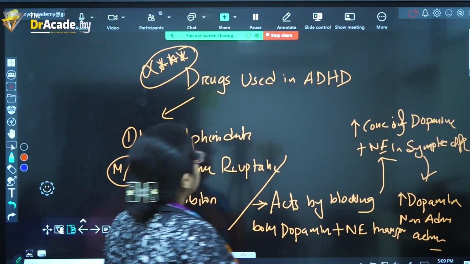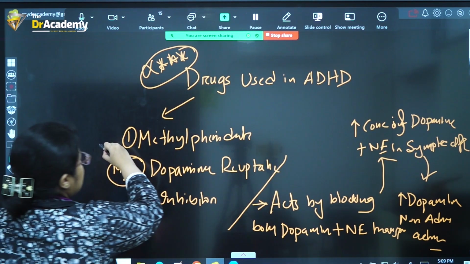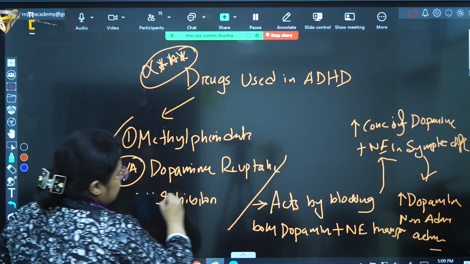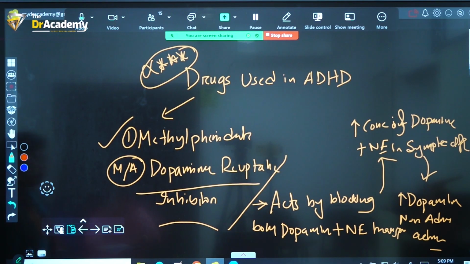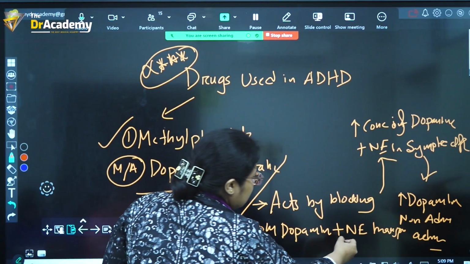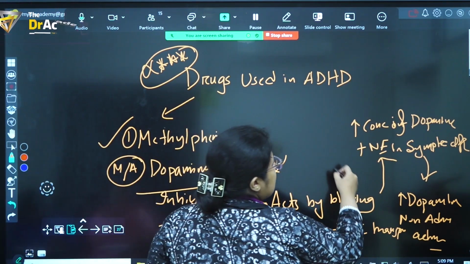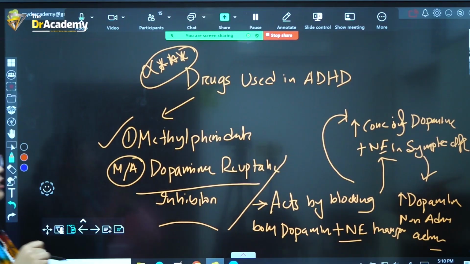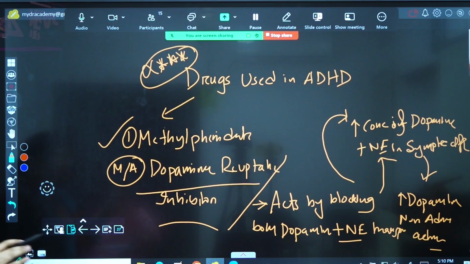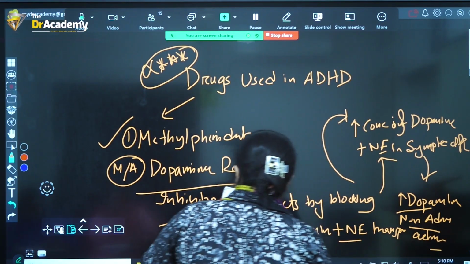Okay, so the drug used in case of ADHD is most commonly methylphenidate. What is the mechanism of action? That is the dopamine reuptake inhibitor, which acts by blocking both the dopamine and norepinephrine transporter. So whenever it blocks the dopamine and norepinephrine transporter, ultimately it increases the concentration of dopamine and norepinephrine in where? The synaptic cleft, increasing the concentration of dopamine as well as the noradrenaline.